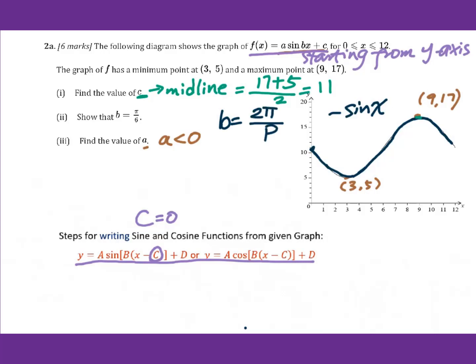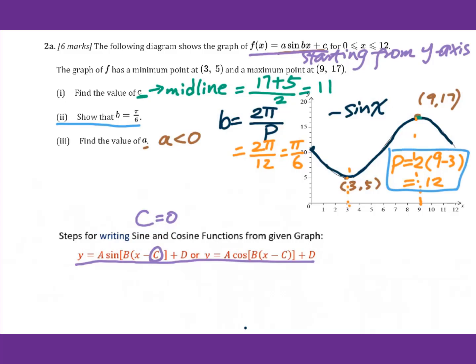For the period, you could say 2 times. This is a minimum. Here's a maximum. 9 minus 3, so you get 12. 2 pi over 12, that's how you get the pi over 6. So for show that, you have to show this and this.